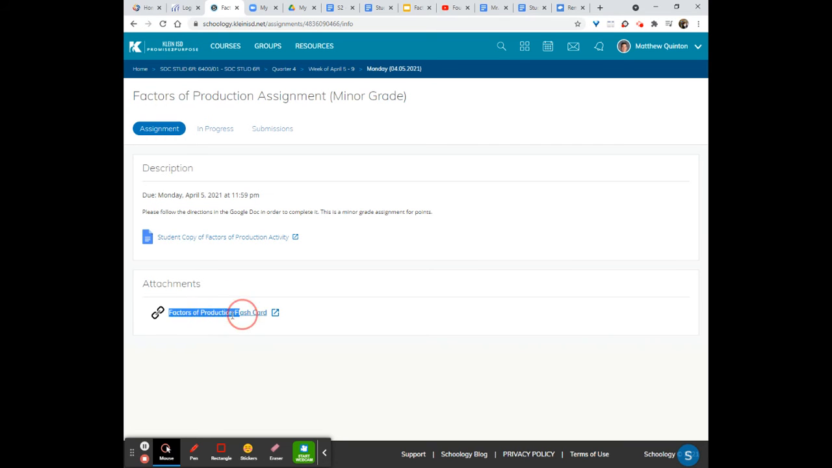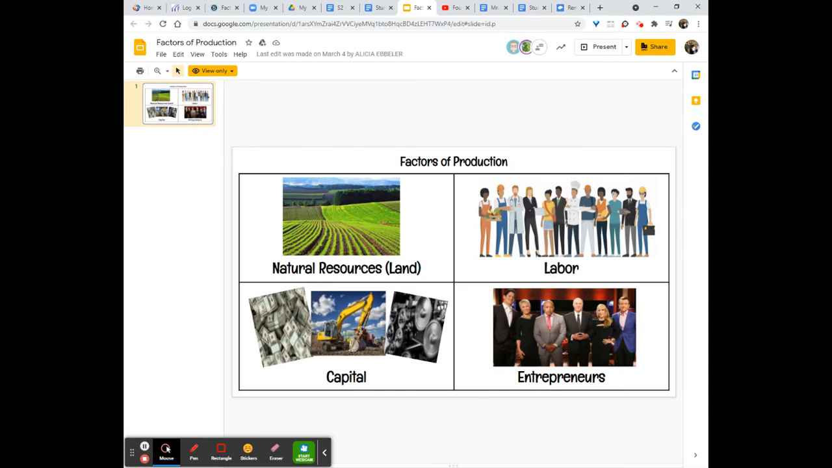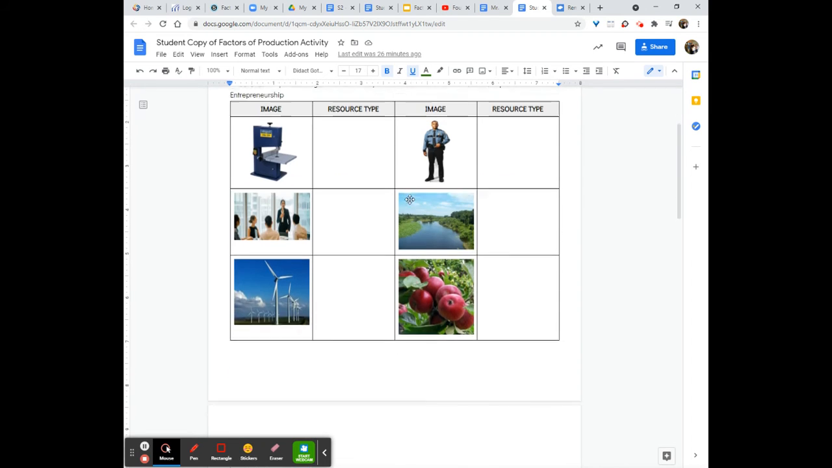I've got a wonderful little attachment here for you, and it's just a simple little flashcard to help make sure that you know what the factors of production look like. Okay? So you can reference this as you complete this document. And it is just a simple fill it in, folks. So each little section here has some directions for each factor of production. Give me a short description. Just a couple sentences is fine. For land, labor, capital, and entrepreneurship.